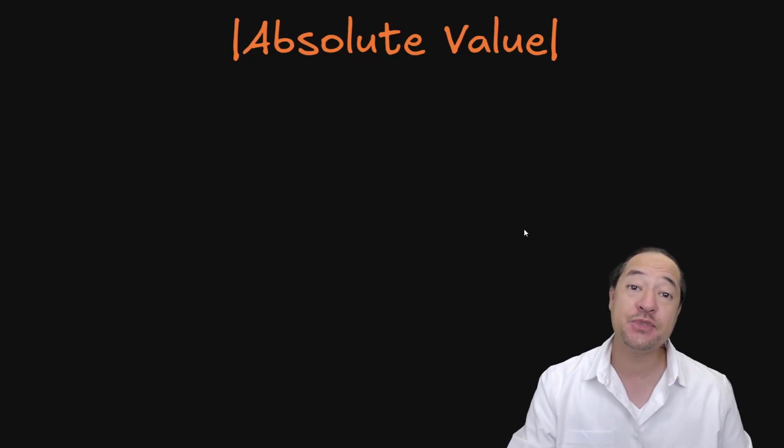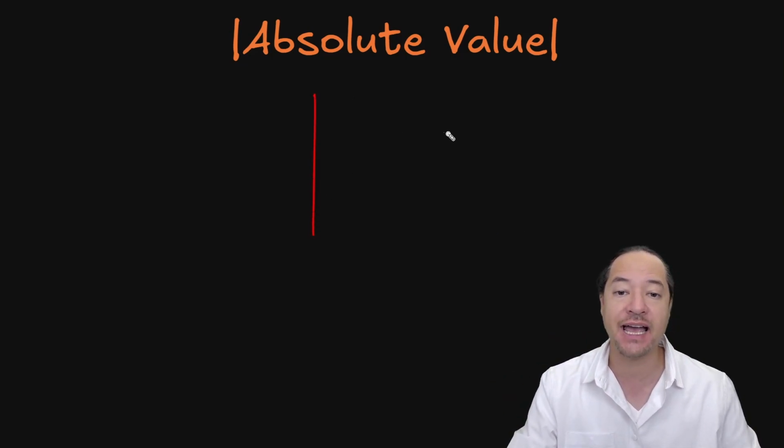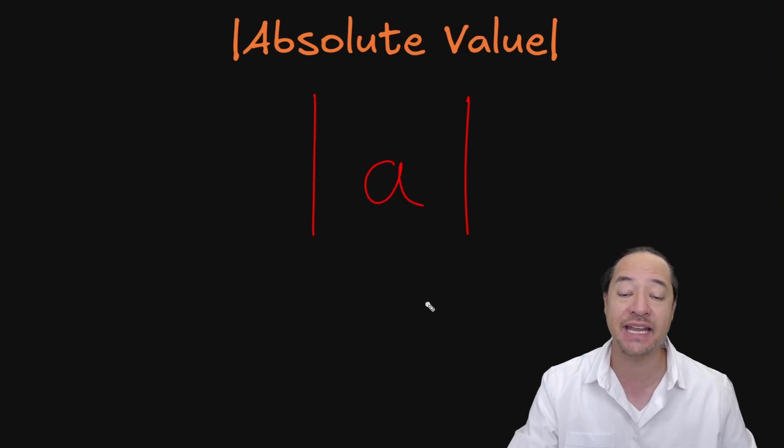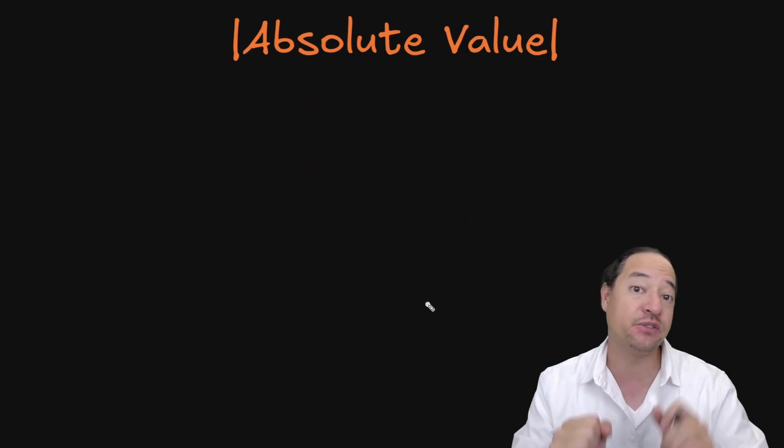Let's look at absolute value. What does that mean? Well, it's an operation that we can perform on numbers and expressions. And it looks like this. You take the absolute of some value A. You just put it in these vertical bars, and that means I'm taking the absolute value of it.